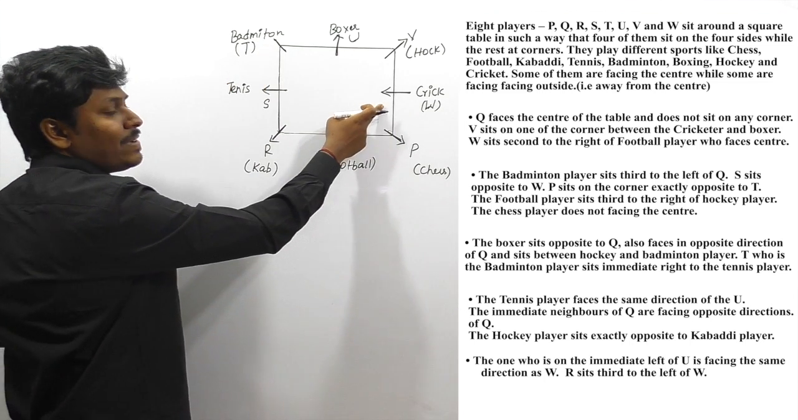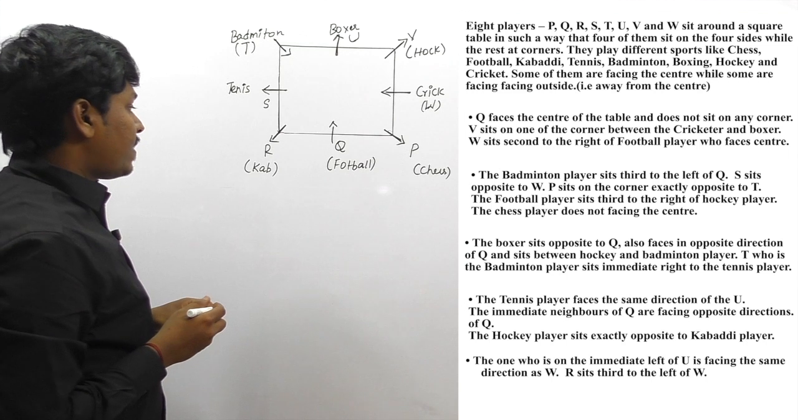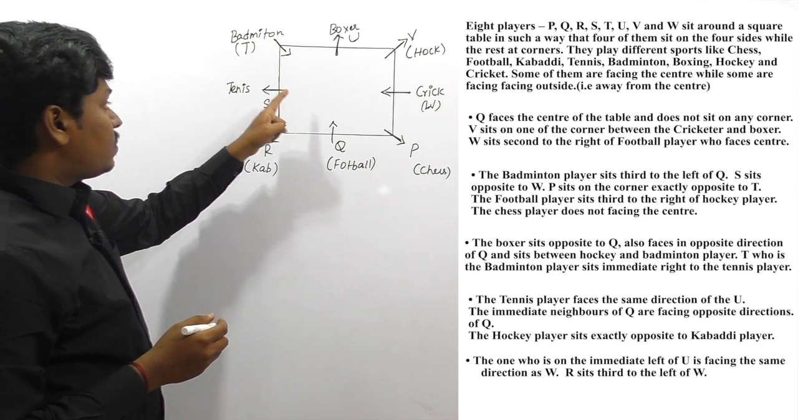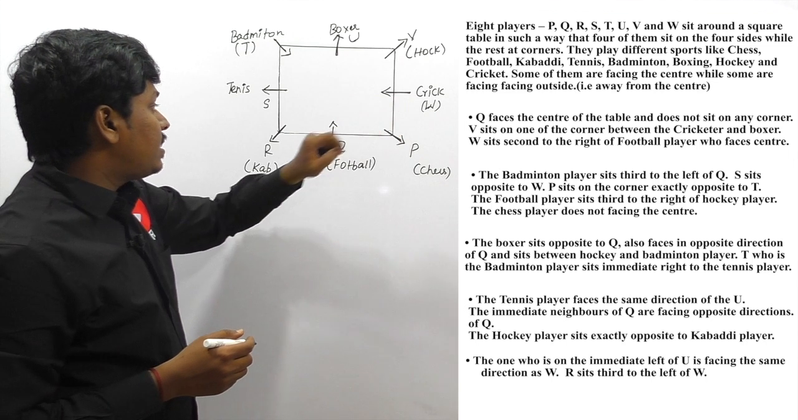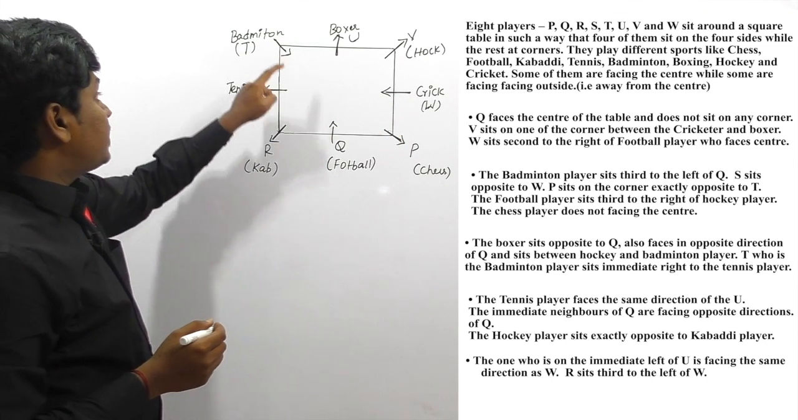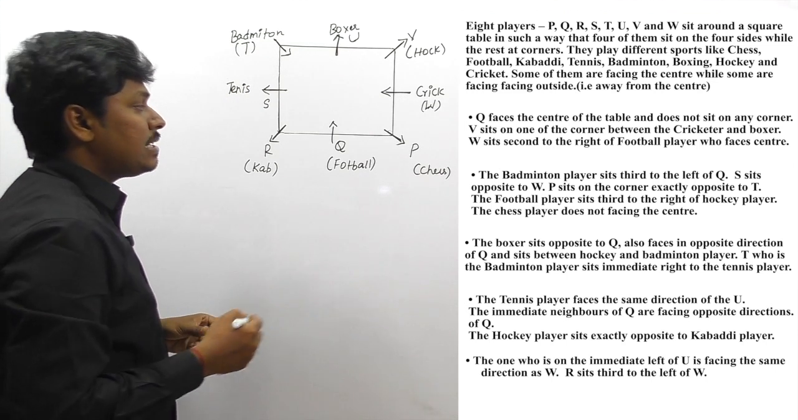We know that W is facing center, so this badminton player should also face center. So finally we have concluded that some persons are overall facing center, friends. The cricketer is facing center, the person who likes football is facing center, and similarly the person who likes badminton is facing center, and all the remaining persons are facing outside.